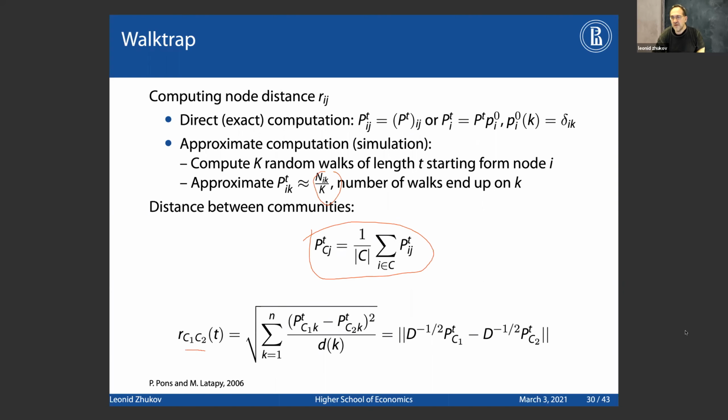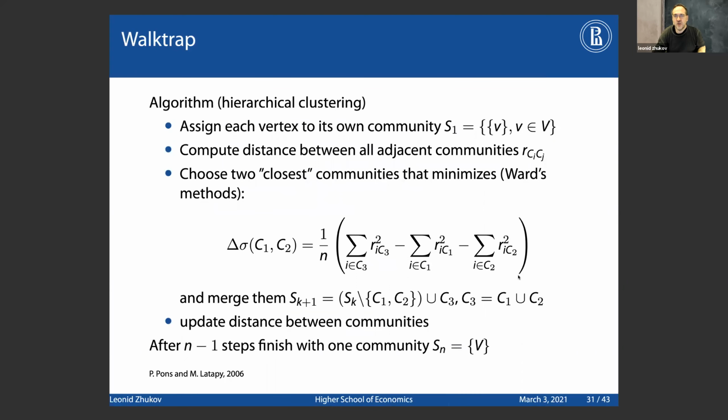And whenever we have that distance, we can do again this agglomerative clustering approach, but now based on the distances that are defined through random walk. We start with single nodes, each assigned to its own community. Then we compute distance between adjacent communities, choose the closest communities in terms of that random walk distance, merge them, and just keep going.